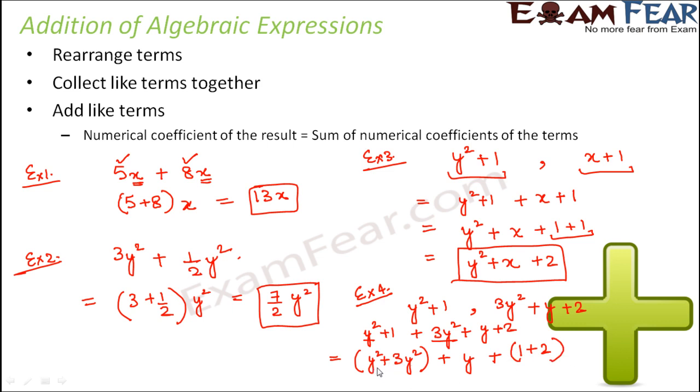Now y square plus 3y square. What would be the sum? For y square, the numerical coefficient is 1. So 1 plus 3 is 4y square. So this becomes 4y square plus y plus 3. So 4y square plus y plus 3 would be the sum of these two algebraic expressions. So the concept is pretty simple. It is just that you need to arrange the like terms together because you can only add the like terms together.